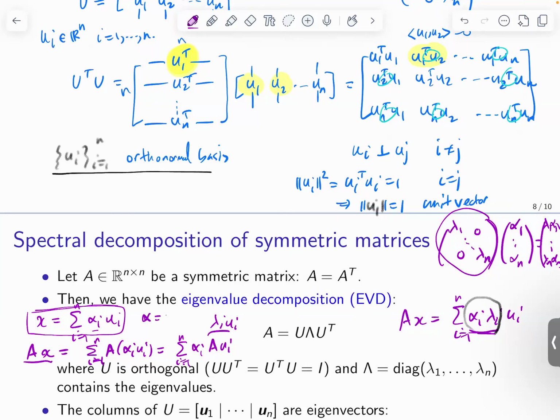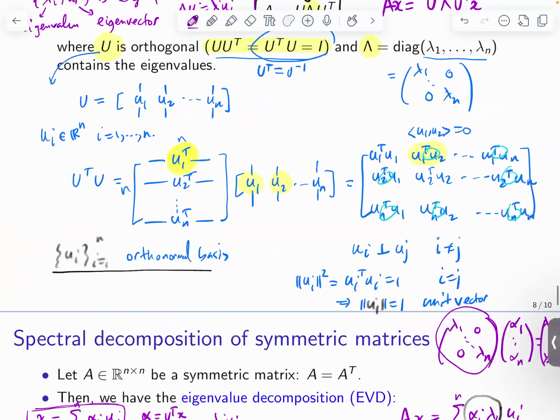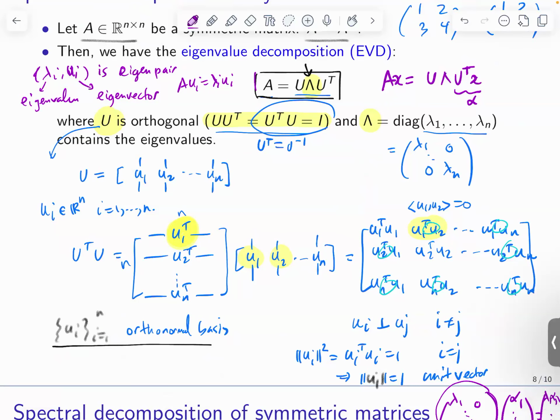Basically, the alpha here would be U transpose X. So this maps it to the basis. This represents the vector in the basis defined by U. This is the action: you get U lambda alpha. This part is the action of that diagonal operator on alpha. Let's call this beta. And then you put it back together. So U beta would be just the summation of beta_i u_i.